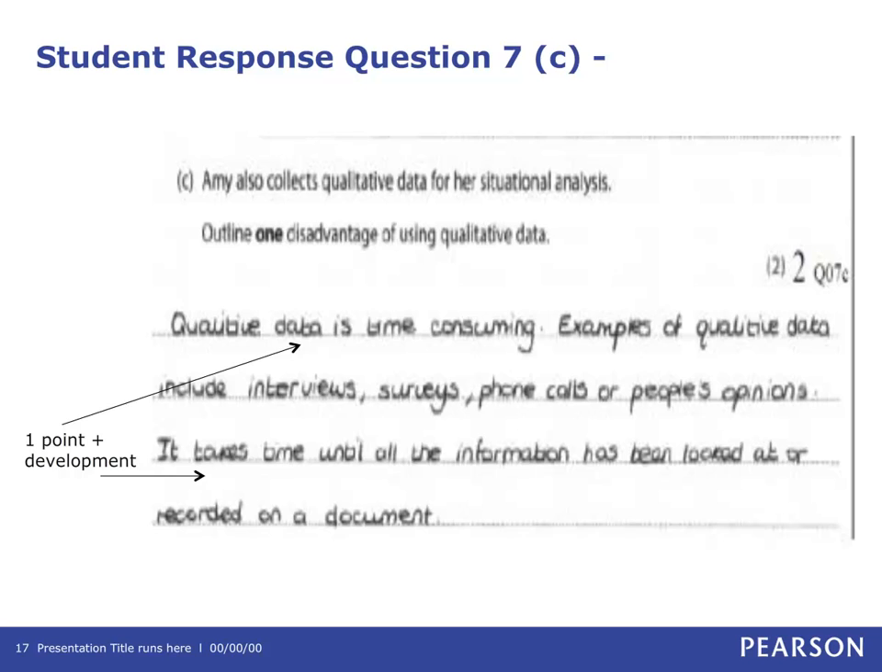Question 7c is worth 2 marks. Students needed to outline one disadvantage of using qualitative data. Some mistakenly outlined quantitative data, and others picked up only 1 mark for a simple statement, such as it could be biased or out of date. A number of students gave 2 points rather than develop 1, and so could only be allowed 1 mark.